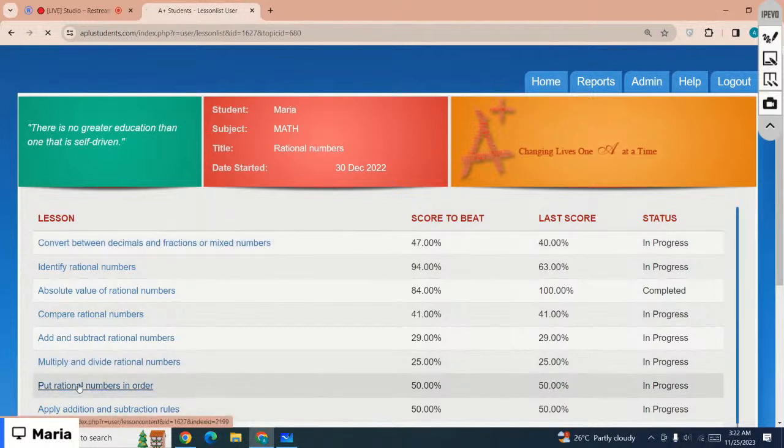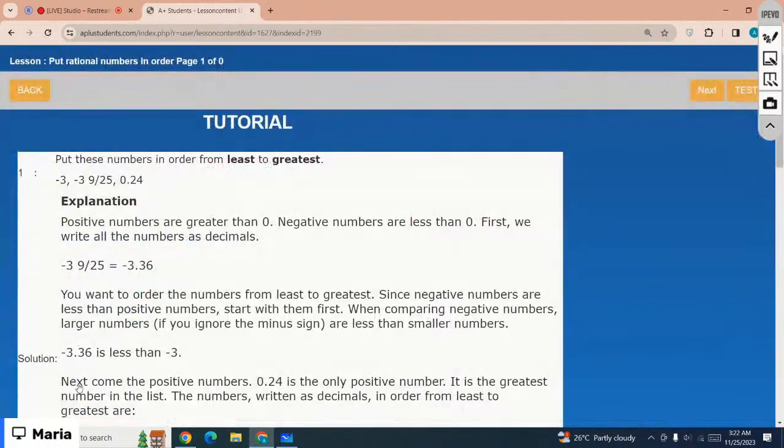Okay, let's just start with put rational numbers in order. So let's just start with the first example. Put these numbers in order from least to greatest, right? You have to arrange them from the smallest to greatest, right? So you have negative 3 whole 9 over 25 and 0.24, right? So that means the negative numbers are less than 0, right?